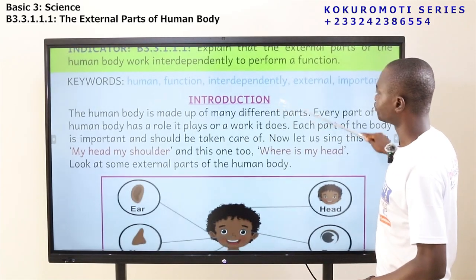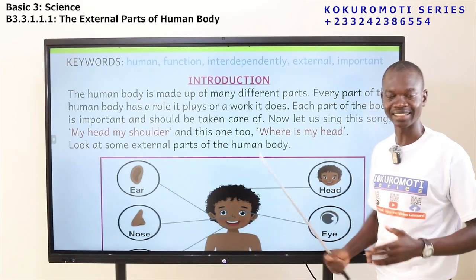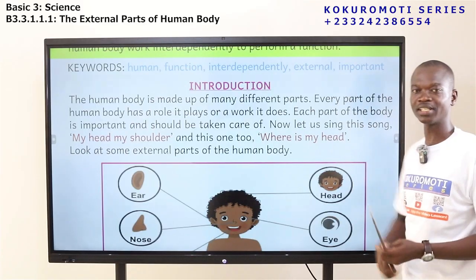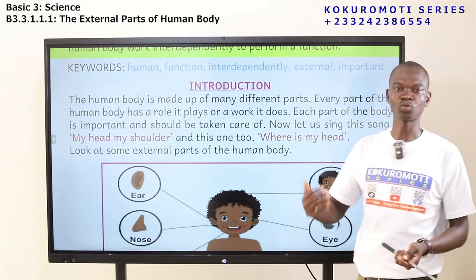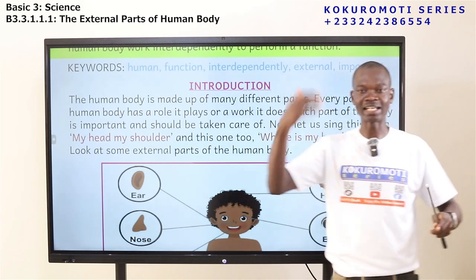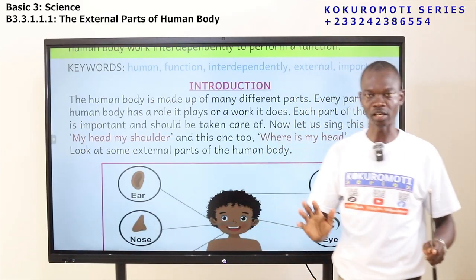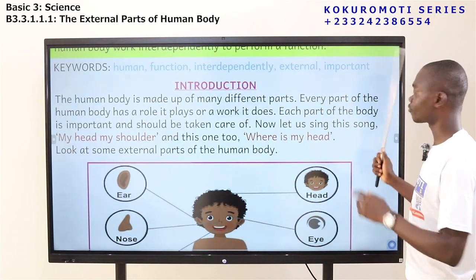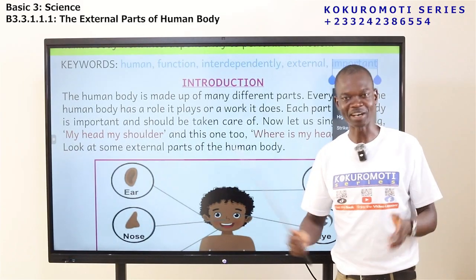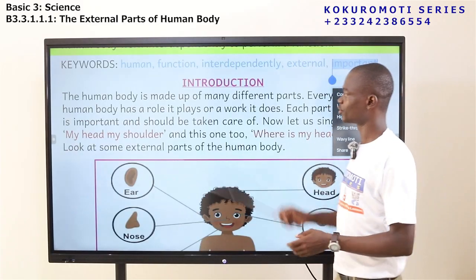In this lesson, we are going to look at the external parts of our human body. External means outside. Things that we can see outside, not within our body. They are parts that we can see with our eyes. That is what we are looking at. And then the next word is important. All of you, important. Important is all about the usefulness of something. Very good.